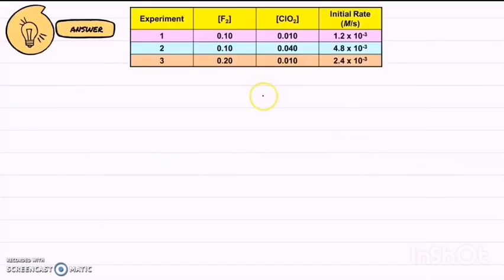Now we will use our initial rate method. First thing that we have to do is write a general rate law, which is rate equal to k concentration of F2 to the power of x times concentration of ClO2 to the power of y. x here stands for the order of reaction with respect to F2. y is the order of reaction with respect to ClO2. You can also use other alphabets or other unknowns, it's okay, but for this calculation, I use x and y.